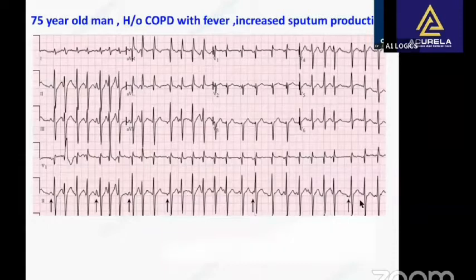So we're going to concentrate on the rate, the rhythm, and the P wave now. So what about the rate? The rate is very high here. And what about the rhythm? The RR intervals are not constant. We don't see constant RR intervals here. So it is an irregular rhythm.